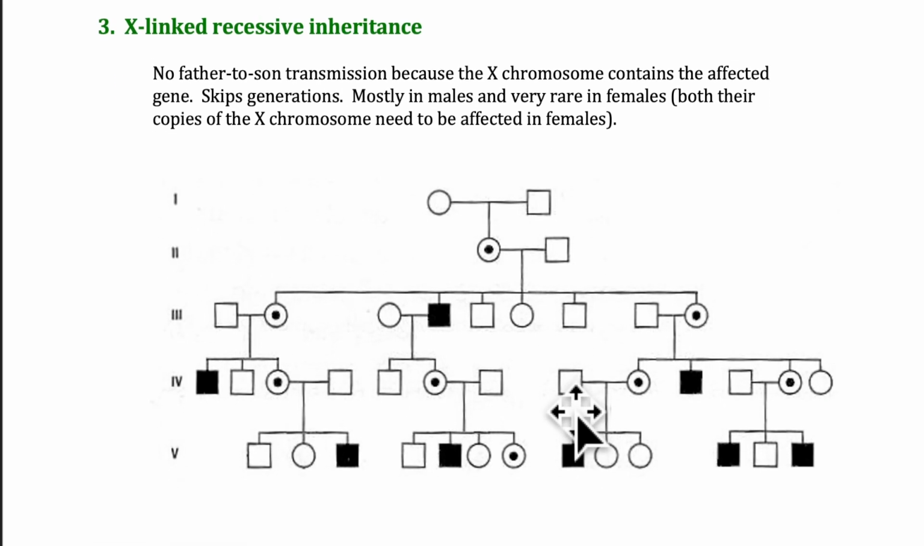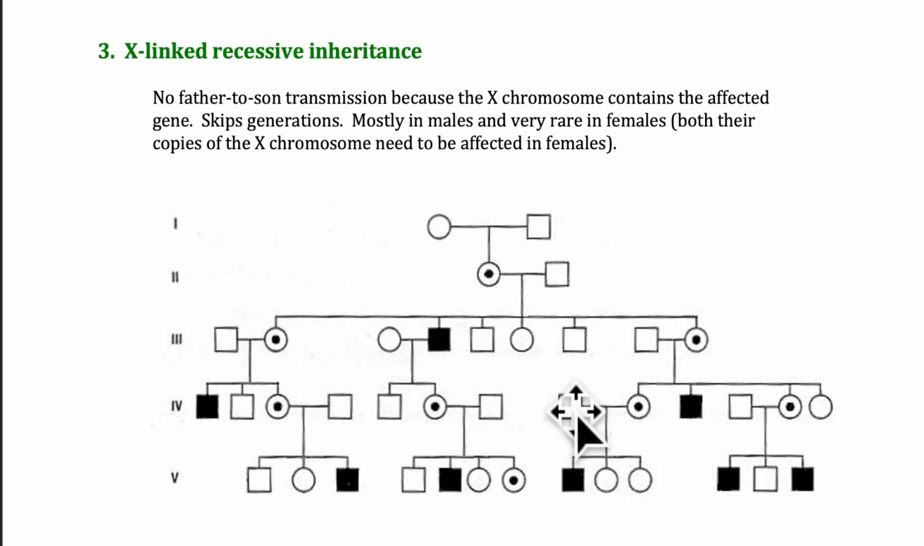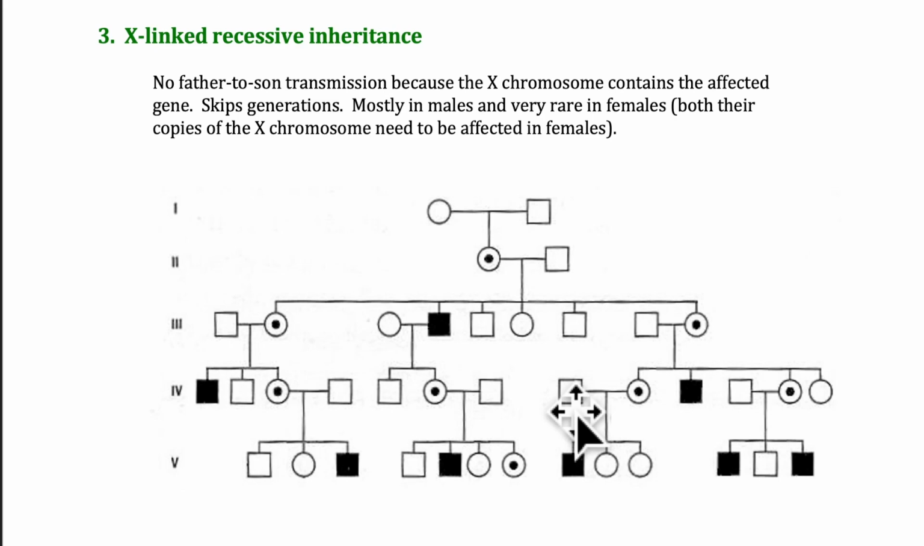And X-linked recessive inheritance means that there is no father-to-son transmission because the X chromosome contains the affected gene. It skips generations, mostly in males and quite rare in females. Both copies of the X chromosome need to be affected in females for it to show. So as you can see, we have two normal parents here. And then we have a daughter who somehow is a carrier of something, marries a guy, and then this poor guy here gets fully affected because he's a male. He's only got one X copy, right?